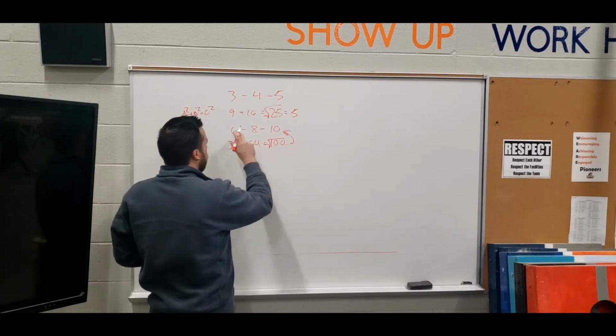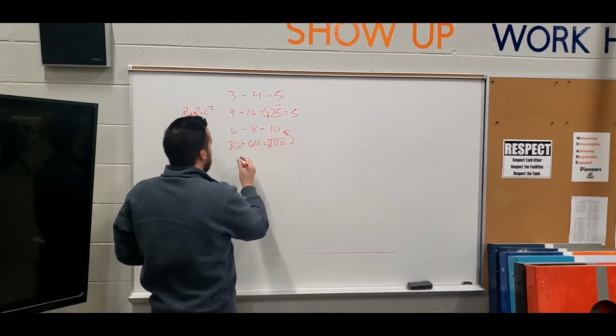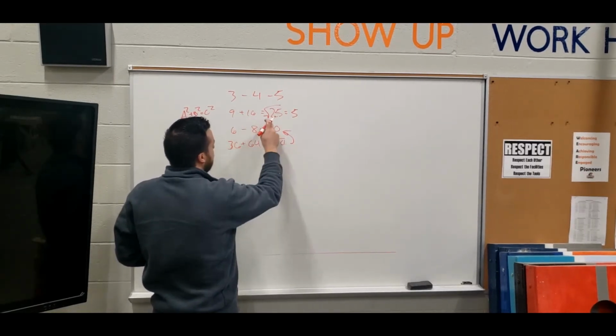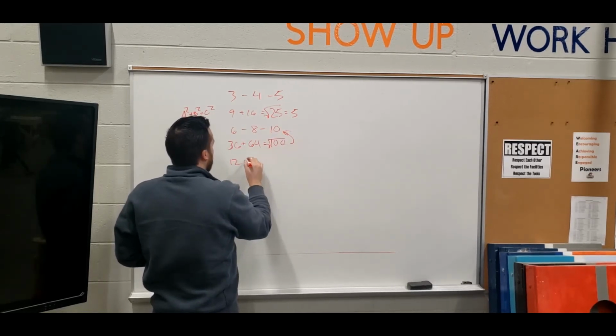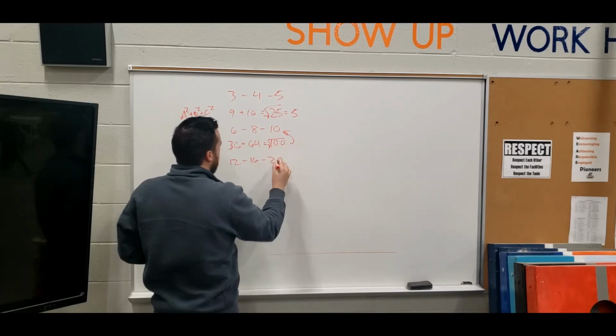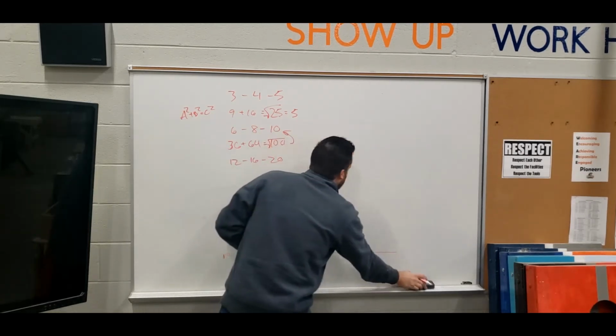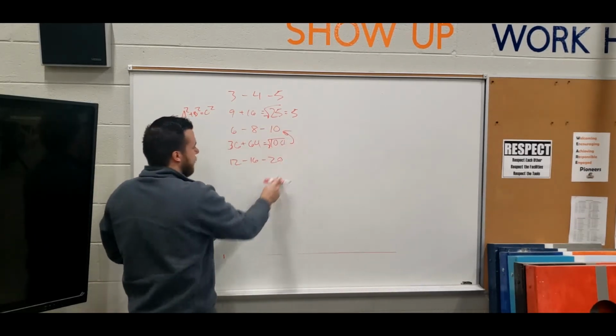So you can do 3, 4, 5, 6, 8, 10. You can do 9, 12, 15. You can do 12, 16, 20. So any multiple of 5 is going to give you an easy diagonal to find.